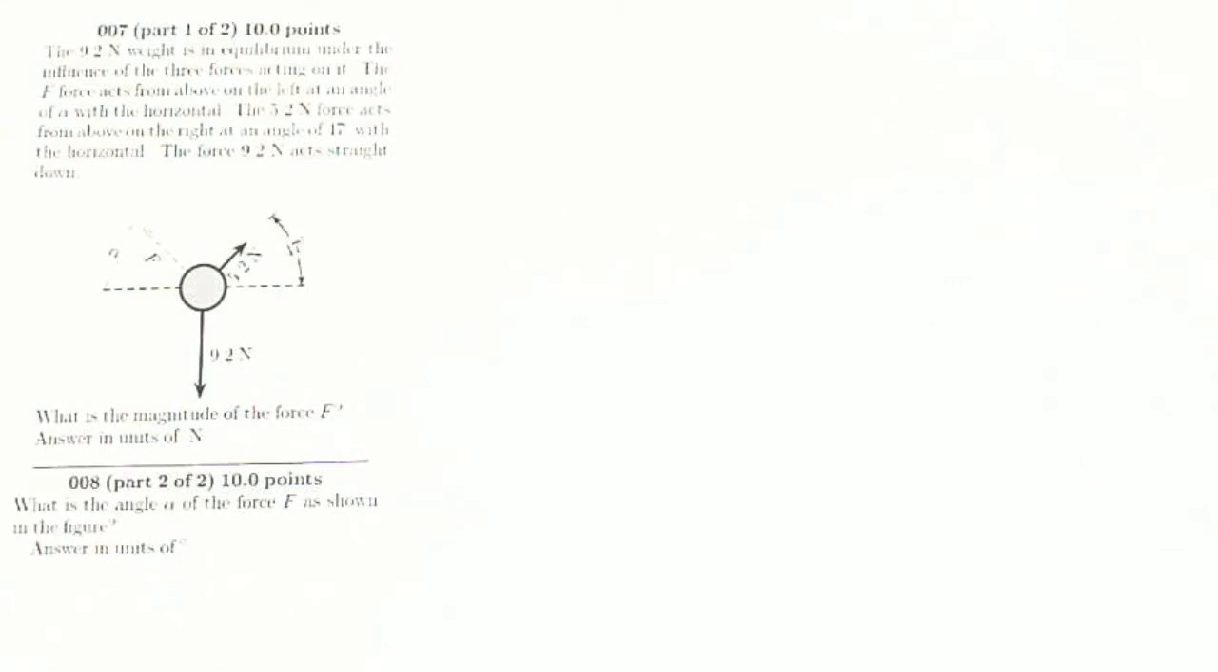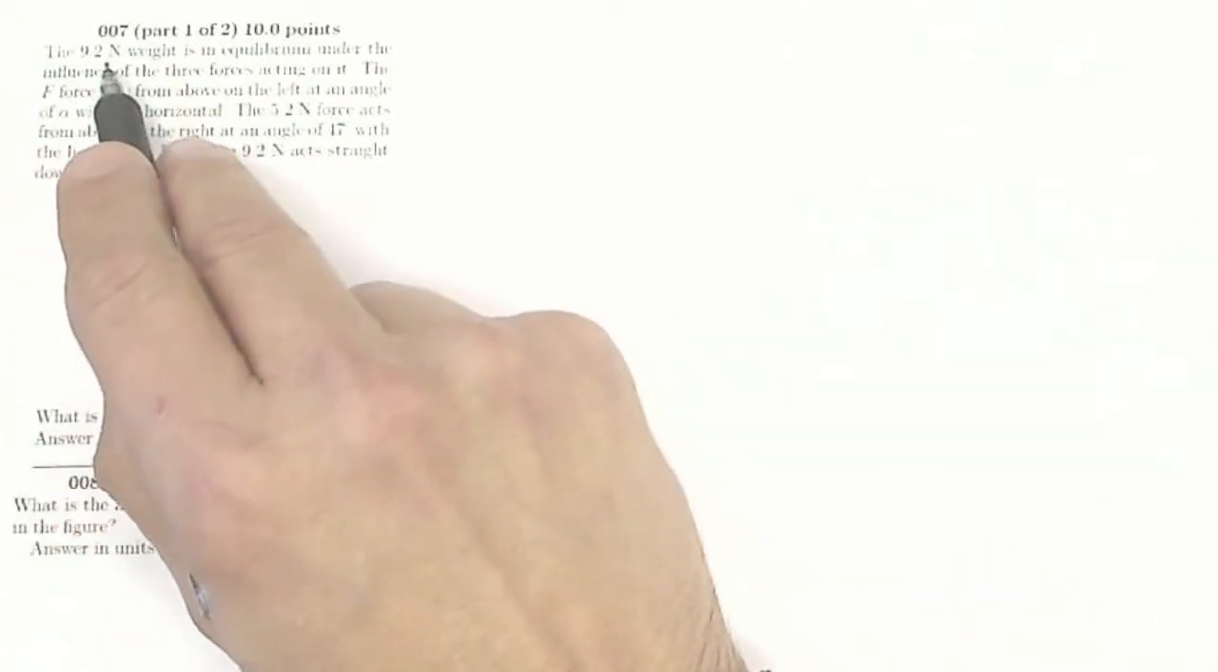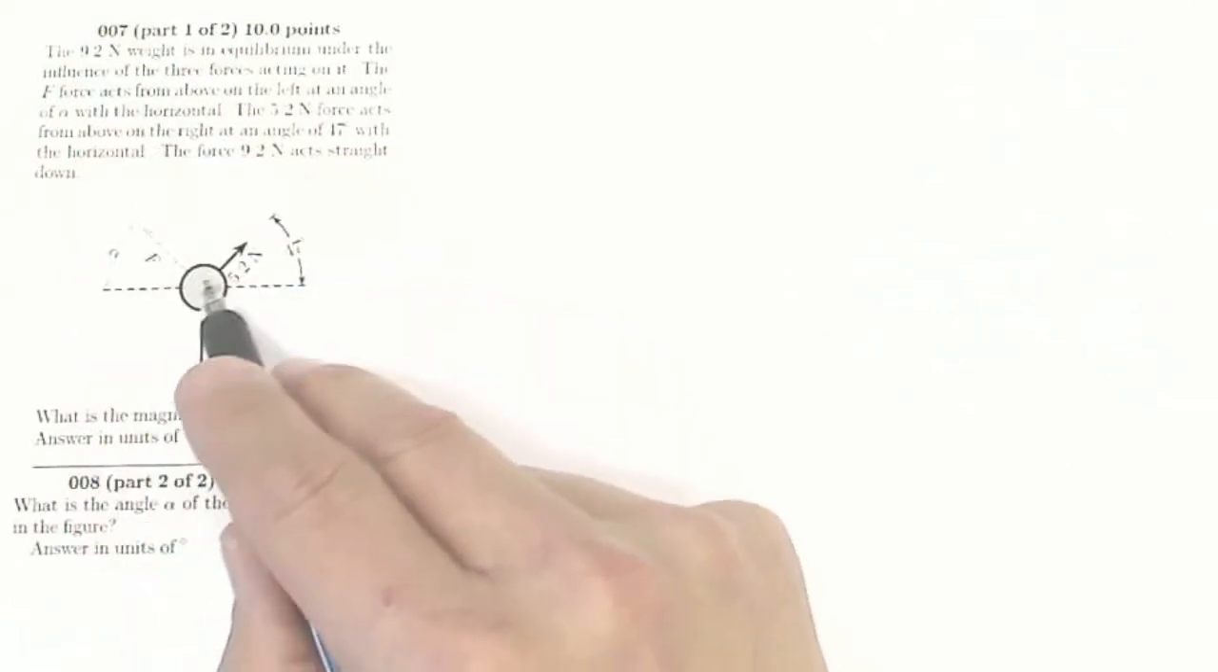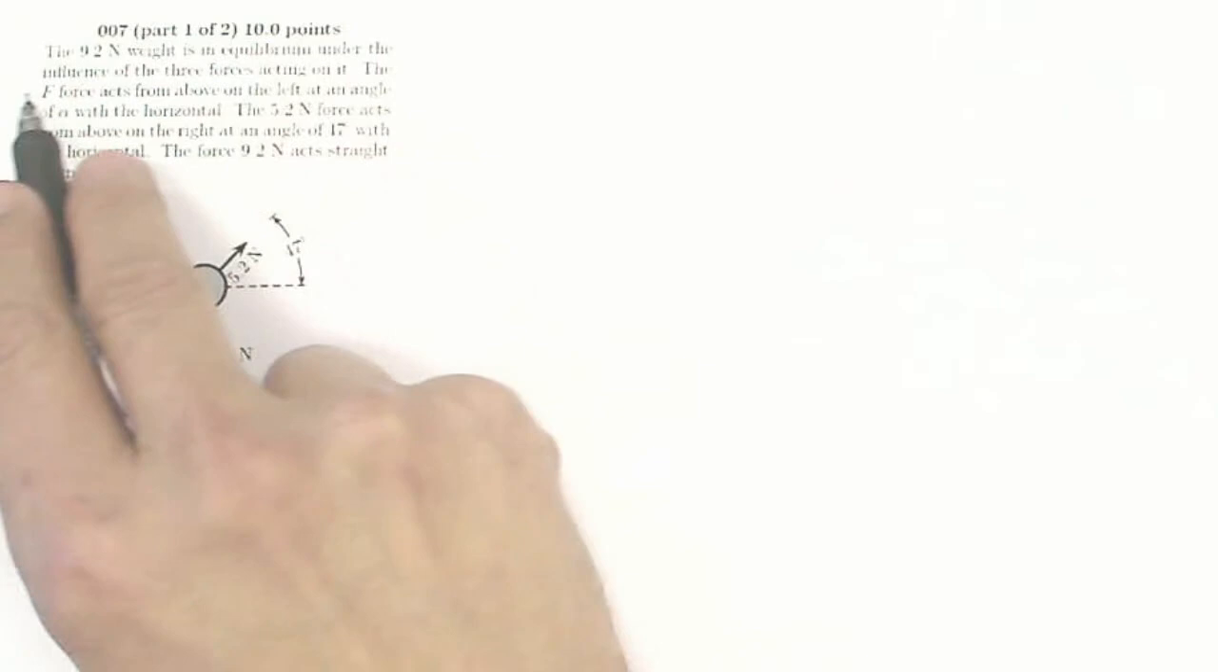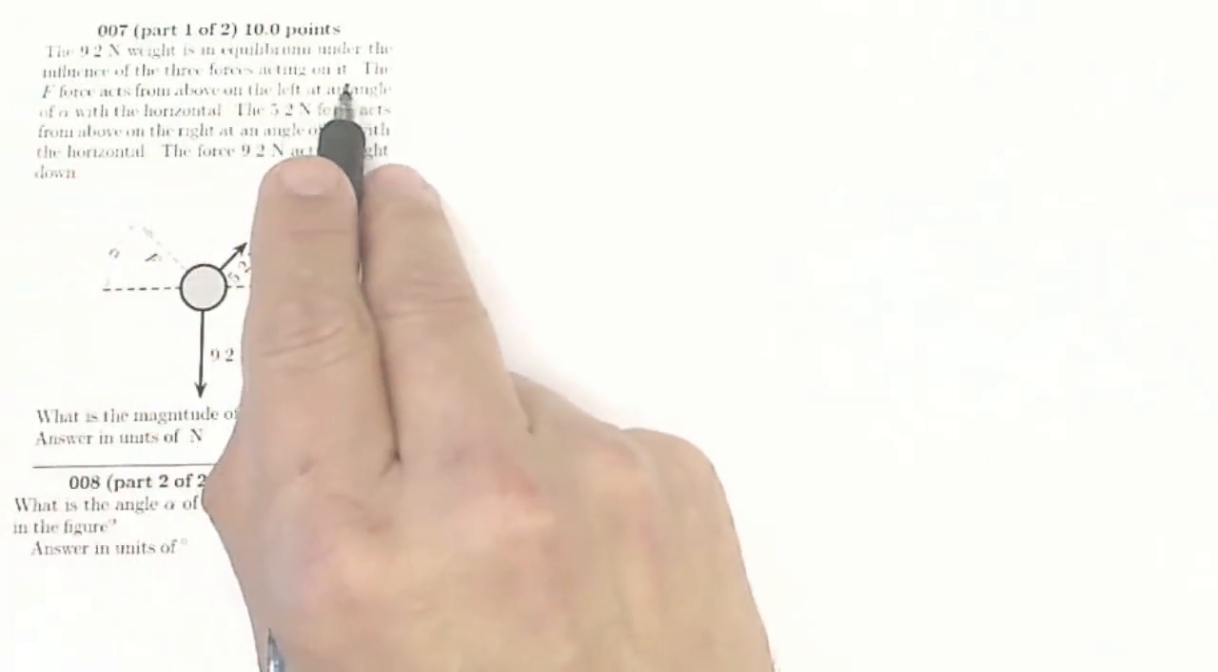This is AP Physics, Homework 3.1 on balanced forces, question number 7. This is a very good vector addition problem, where the result must be 0 so that this thing stays balanced. So the 9.2 Newton weight, that's down, is in equilibrium under the influence of the 3 forces acting on it.